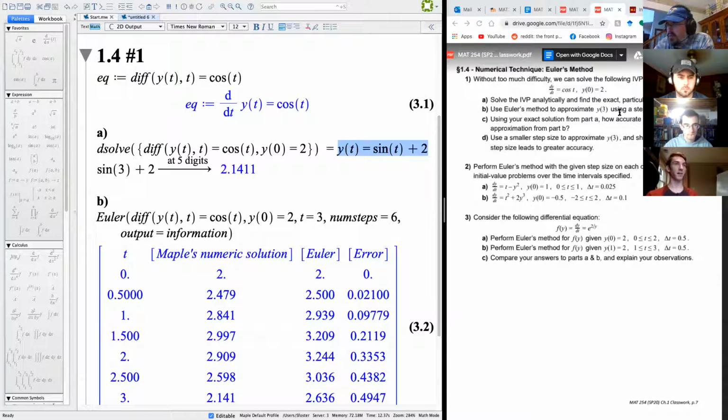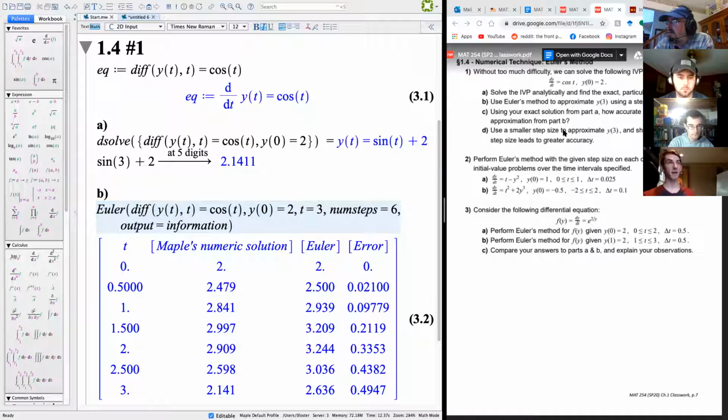What was the name of the method? Euler's method. Euler's method. Euler's method.